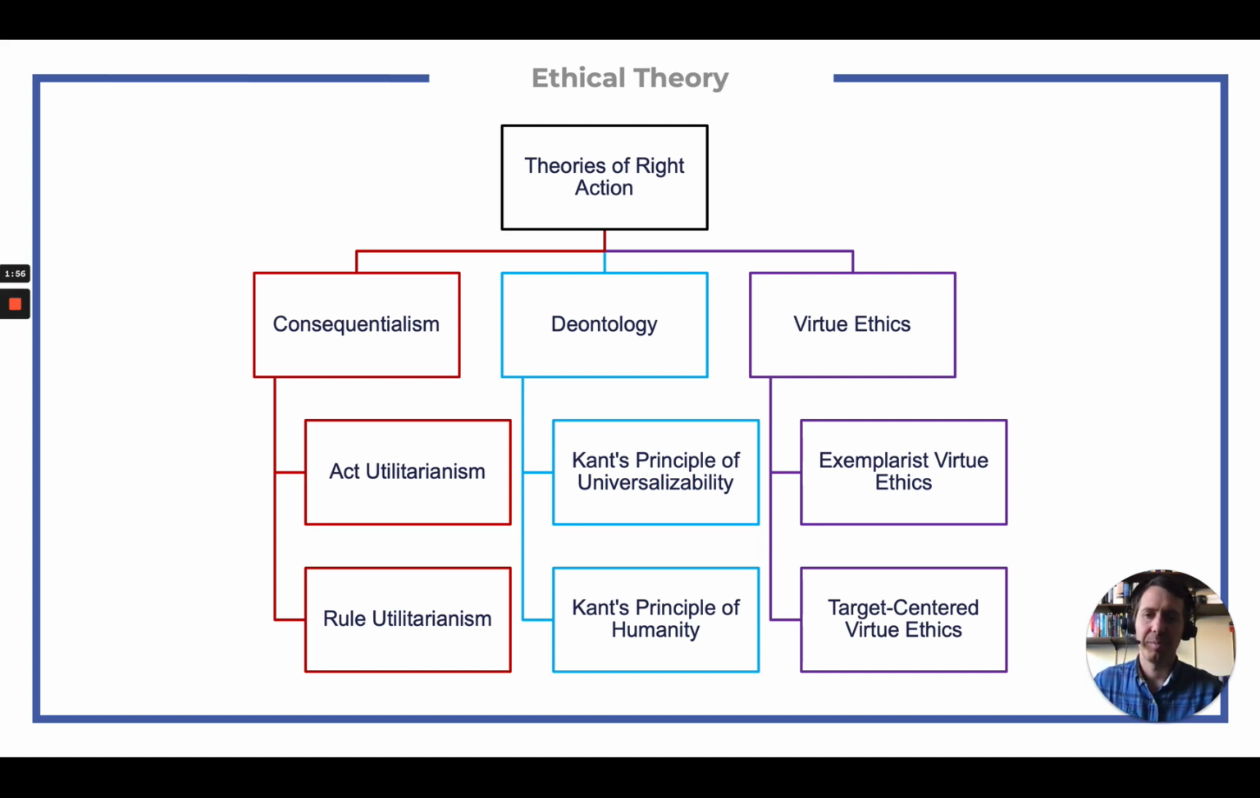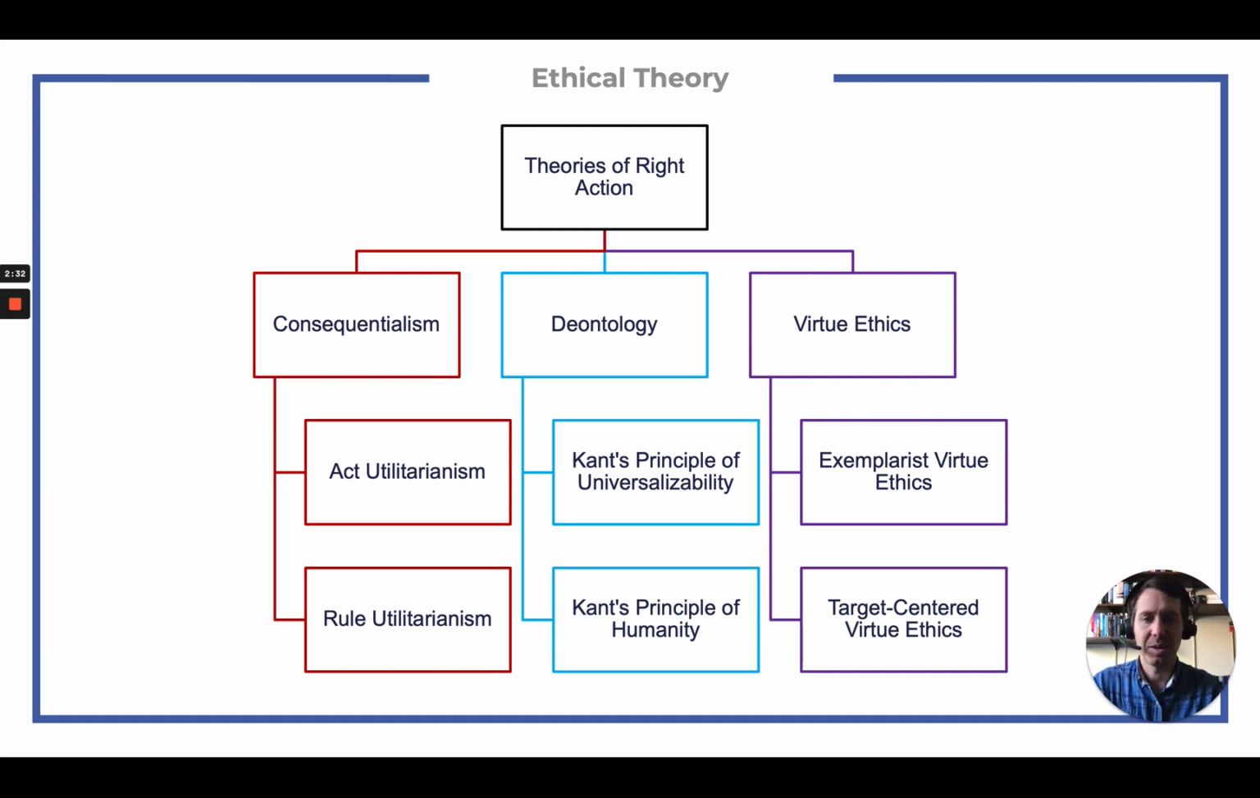So there are three sort of broad kinds of theories. If we wanted to add some more distinctions in, we could, but roughly, I think ethical theories break into these three groups: consequentialist theories, deontological theories, and virtue ethical theories. And within each of those theories, you get different, more specific versions of them. So act utilitarianism and rule utilitarianism are two different kinds of consequentialist theories. Within deontology, there are different principles like Kant's principle of universalizability or Kant's principle of humanity.